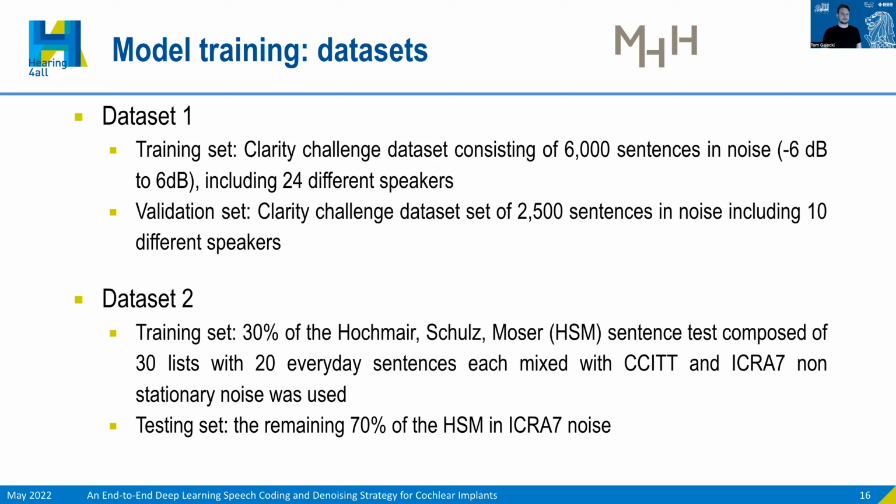We also included an extra dataset, dataset number 2, which is based on German speaking sentences, which we mixed in CCATT, speech-shaped noise, and ICASSP 7, modulated noise. We used 30% of this dataset and included it in the training set, and the remaining 70% we used for final evaluation, using objective instrumental measures and speech listening tests.